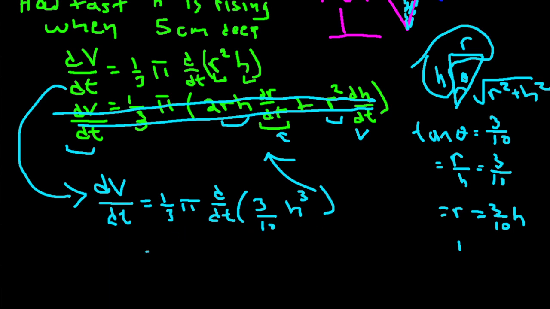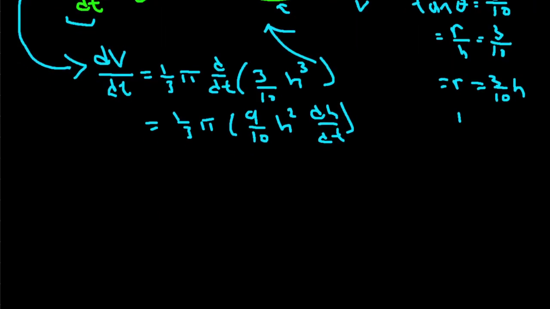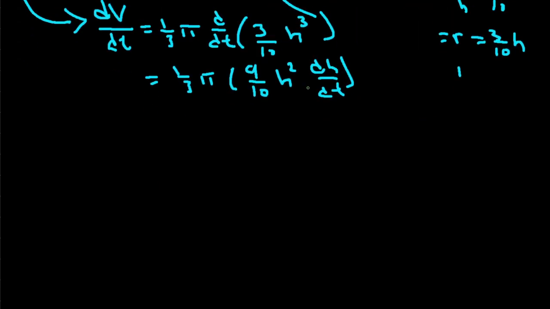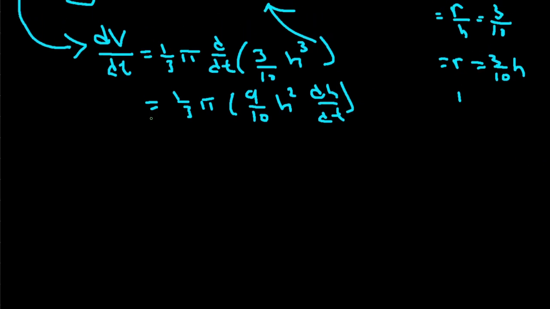Now I could go ahead and take a time derivative. So that's going to be equal to 1/3 pi, and it's going to be times 9/10 h squared dh/dt. Much better. Okay. And now we just need to find h, because we know the rate at which we're pouring water in. We want to find this, but we do need to solve for h.